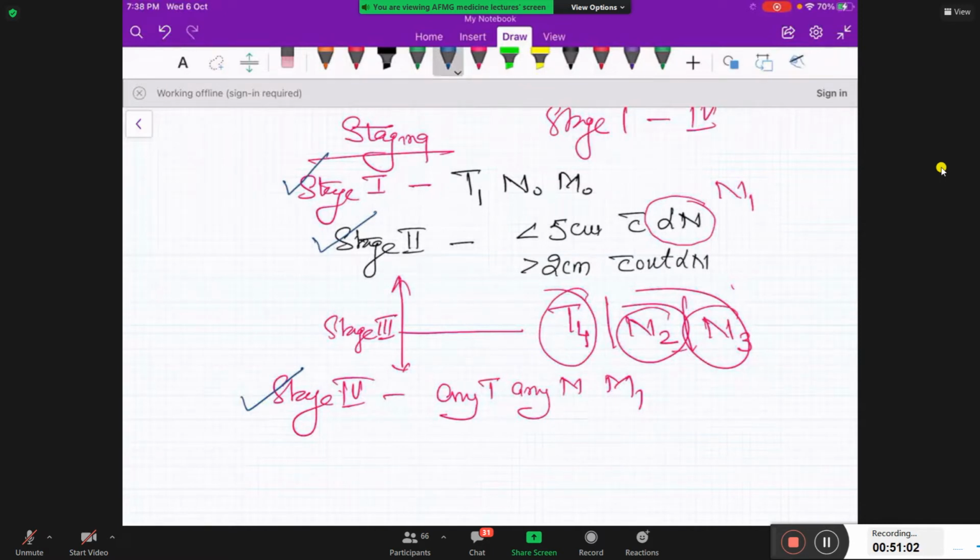Patient comes to you with a 8 centimeter lump in the breast, with no lymph node in the axilla, with no distant metastasis. दोबारा देखो। 8 centimeter, no lymph node, no metastasis. 4.